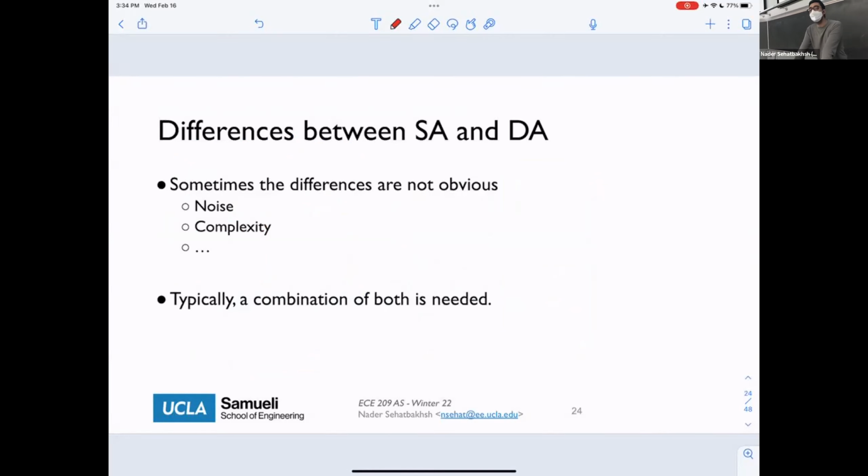As I said, the difference between simple analysis and differential analysis is that sometimes the differences are not obvious due to noise or complexity, and differential analysis can help us. But as we will discuss more, usually in reality we need a combination of both. Real attacks usually start with simple analysis to detect phases, and then within the phases, if you want to detect something, we usually use differential analysis. These days the combination of simple and differential analysis is the way to go. Any questions at this point?